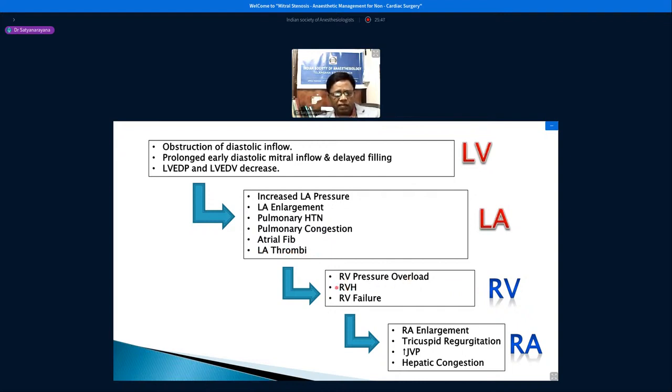Let us then see the right ventricular changes. There will be right ventricular pressure overload, and this leads to right ventricular hypertrophy, and finally to right ventricular failure. And what changes take place in the right atrium? Right atrial enlargement. If there is an enormous increase in the pulmonary arterial hypertension, there can be tricuspid regurgitation also. All because of RV failure, there is increased JVP and hepatic congestion.